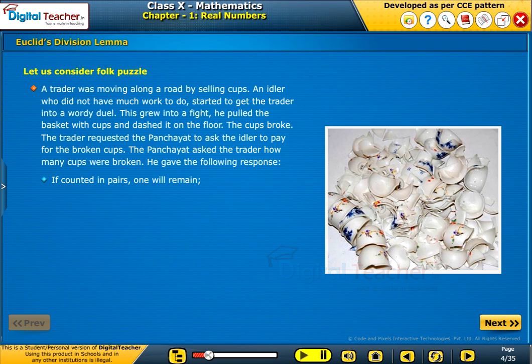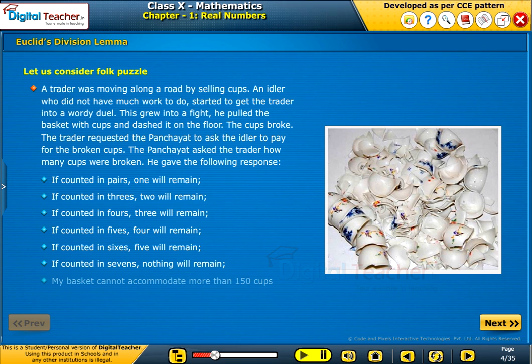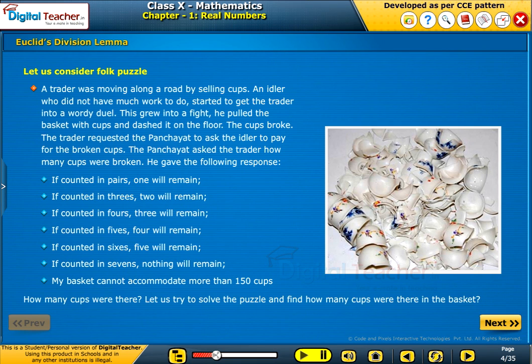If counted in pairs, 1 will remain. If counted in threes, 2 will remain. If counted in fours, 3 will remain. If counted in fives, 4 will remain. If counted in sixes, 5 will remain. If counted in sevens, nothing will remain. My basket cannot accommodate more than 150 cups. How many cups were there? Let us try to solve the puzzle and find how many cups were there in the basket.